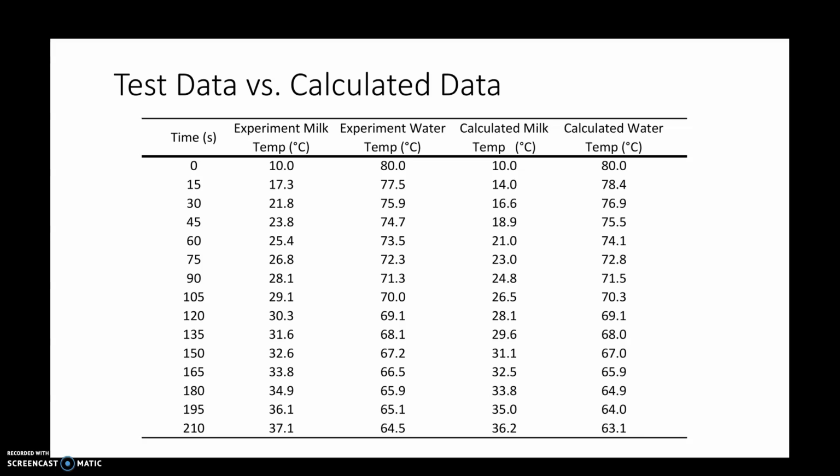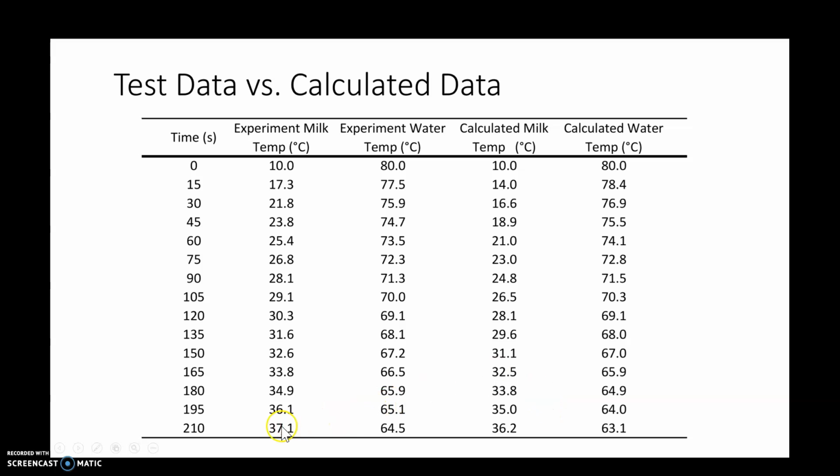Right here, we have our timestamp. Then we have that the experiment milk started at 10 degrees Celsius. The water started at 80. Then we said the calculated milk temp was 10, and the calculated water temp was 80. And we ran them through our equations. We did the experiment by pausing the video. I did the calculated by running it through Euler's method.